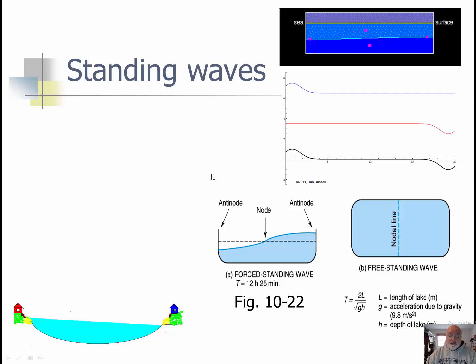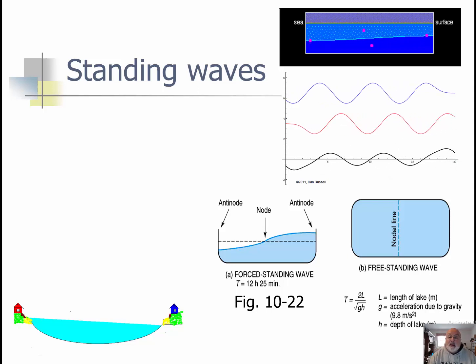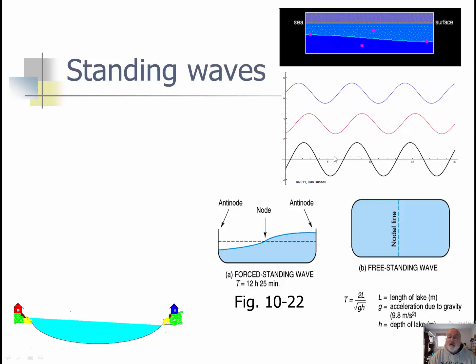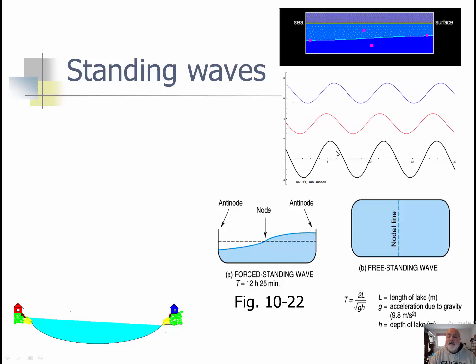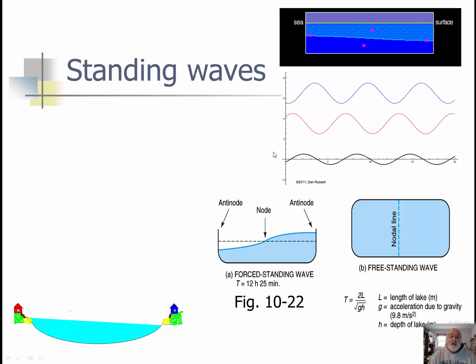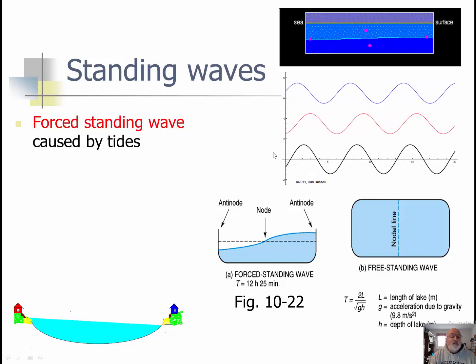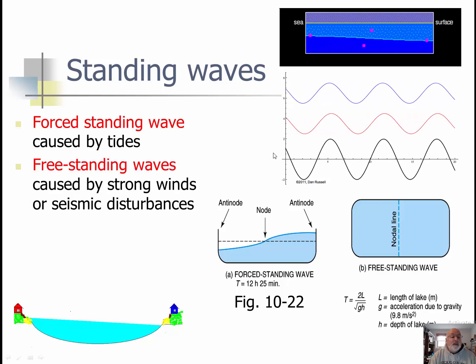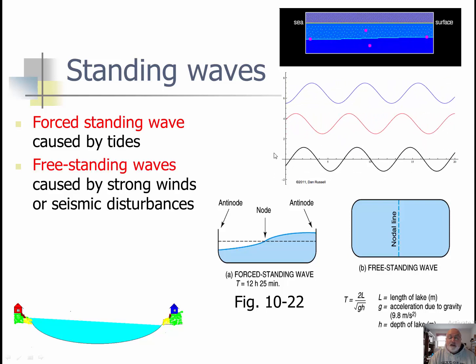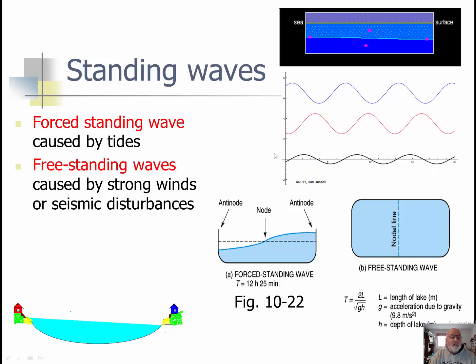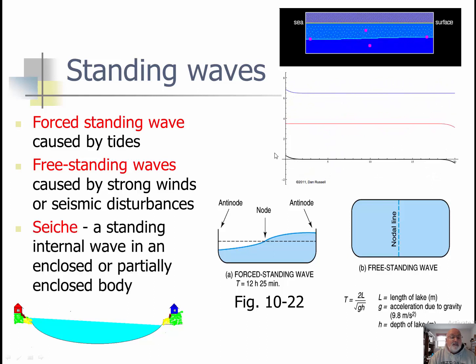Standing waves. Standing waves are waves that don't seem to really move. They're like this black line that you see right here. They just slosh back and forth. And they're forced waves caused by tides. They are freestanding waves when they're caused by seismic disturbances. And they're called seiches if they're in a closed body of water like a lake.